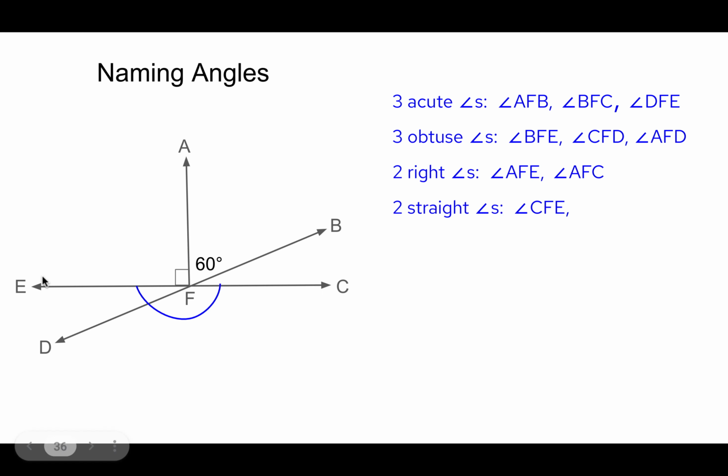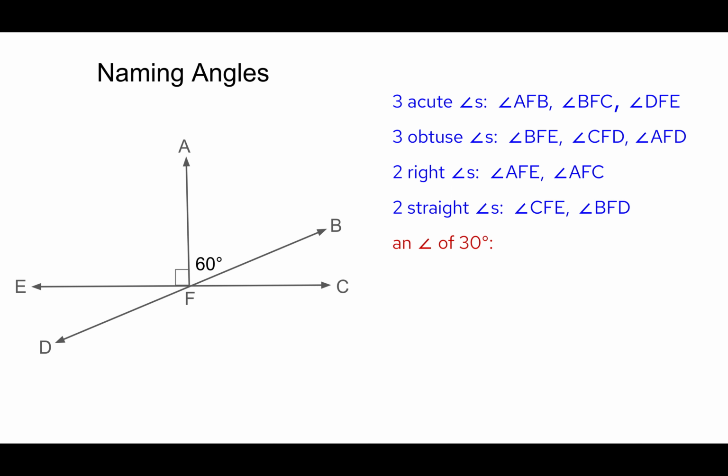Two straight angles. Well, we can look at this as a straight line, so we could say angle CFE or EFC. When we name our angles, remember that we always use three letters, and the middle letter is always our vertex. Another straight line is right here, so I could say BFD or angle DFB.